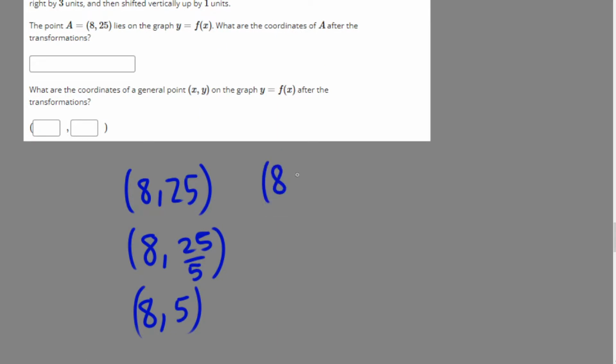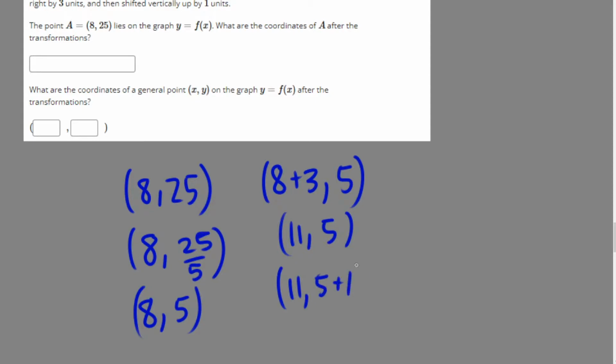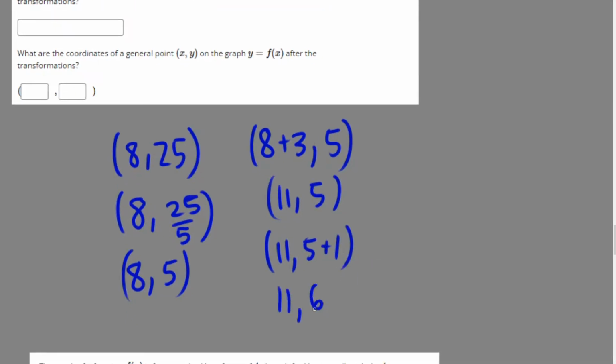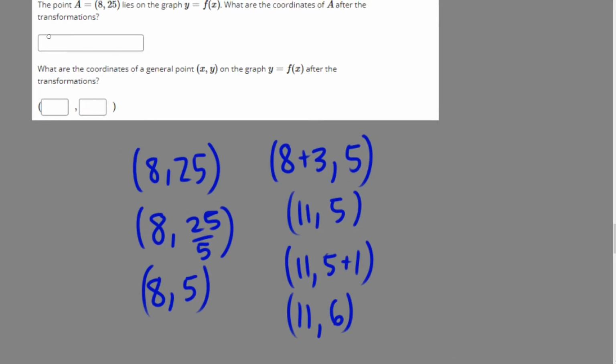So 8 plus 3, 5, and that will give you 11, 5, and then we shift it vertically up 1 unit, so that would be 11, 5 plus 1, and that will give you 11, 6. That is your new point. 11, 6, and you want parentheses around it.